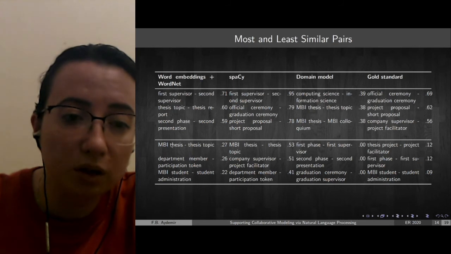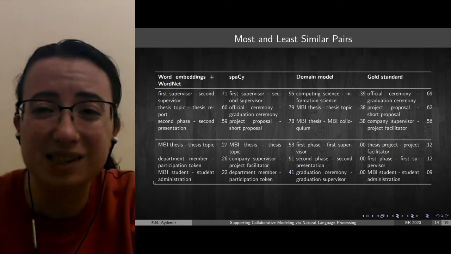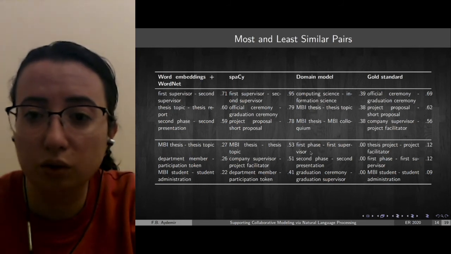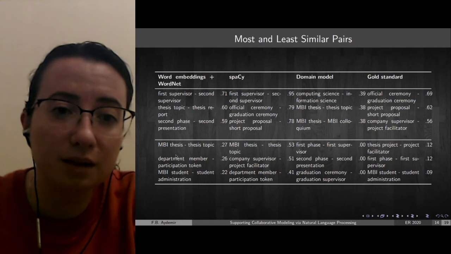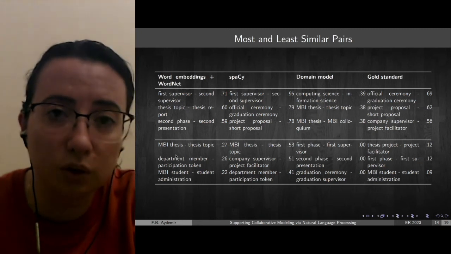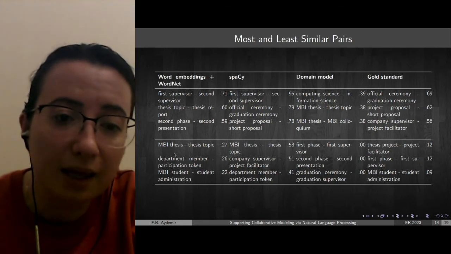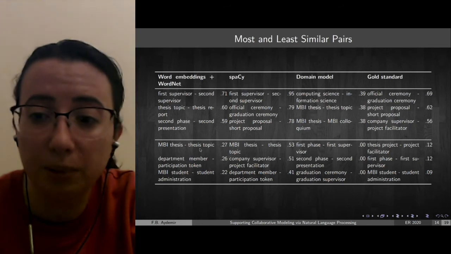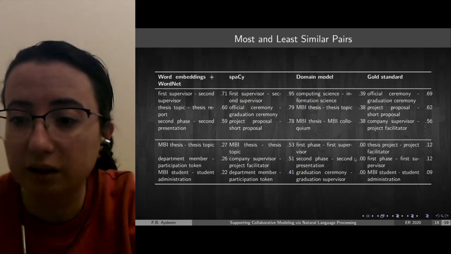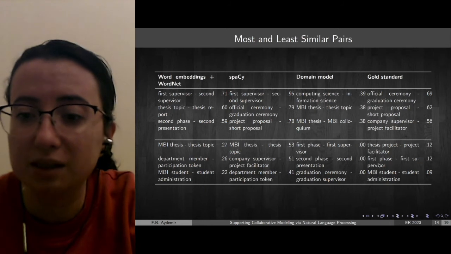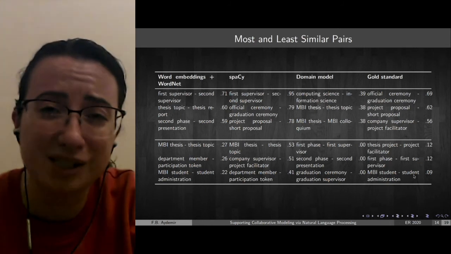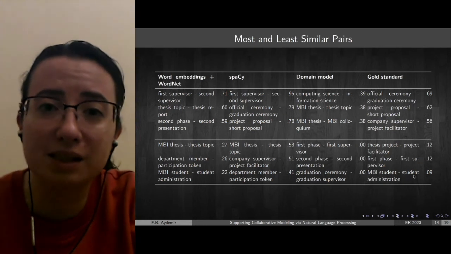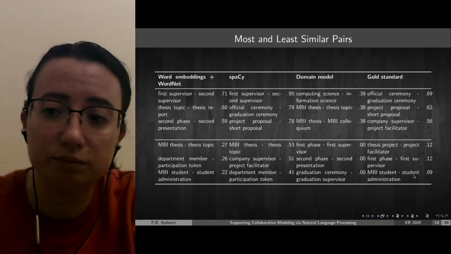The bottom part of this table is for the least similar pairs. For the domain model, it was first phase and first supervisor. For WordNet and word embeddings, so the Word2Vec algorithm, it was MBI thesis and thesis topic. And for the gold standard, people thought first phase and first supervisor, or MBI student and student administration pairs are not that similar.